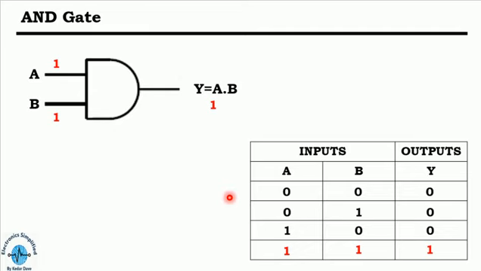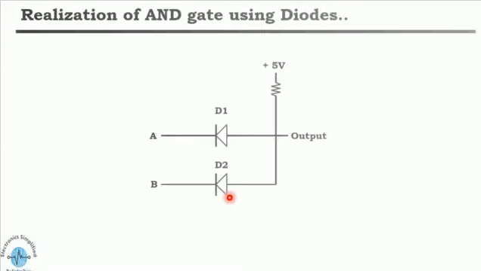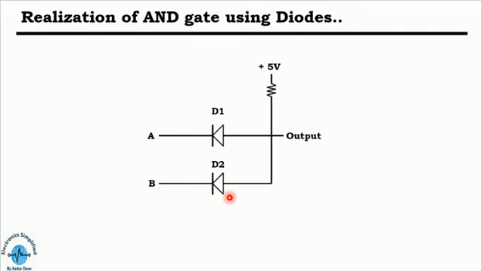Now for the realization of this AND gate, we are going to discuss this AND gate using the diode. With the diodes we are forming the circuit of the AND gate. So here is the AND gate circuit by using the diodes. This is the basic circuit that can be represented as an AND gate.